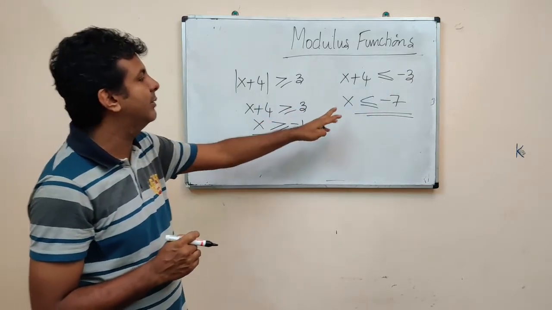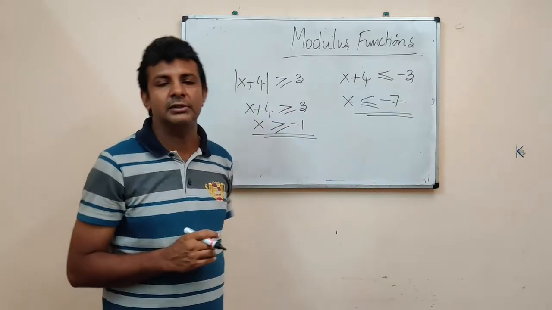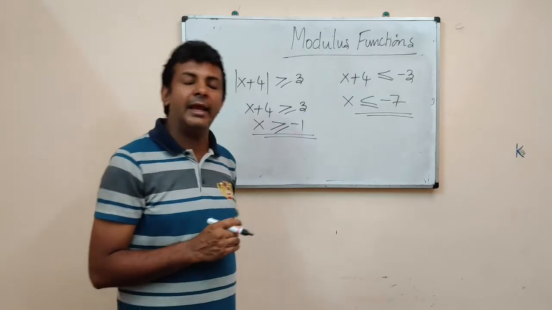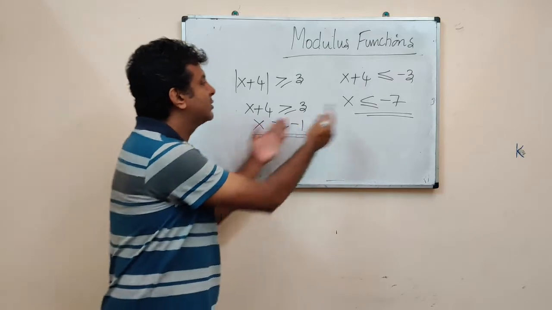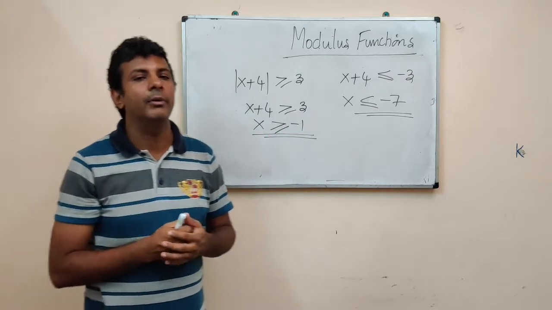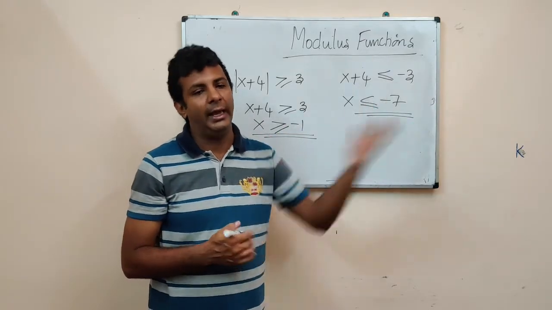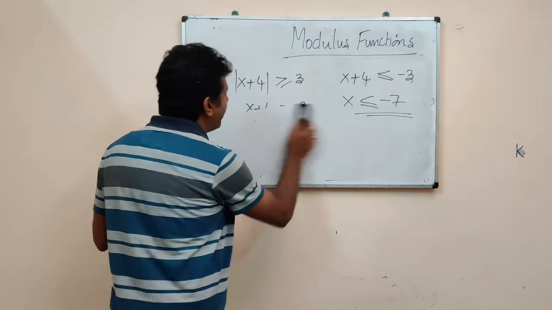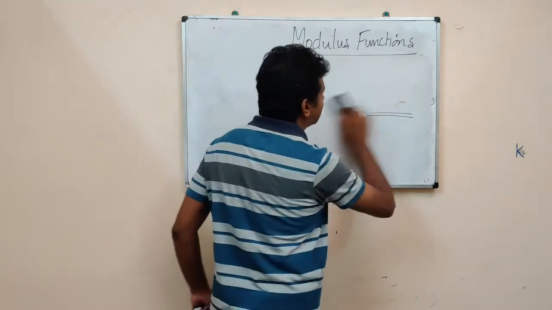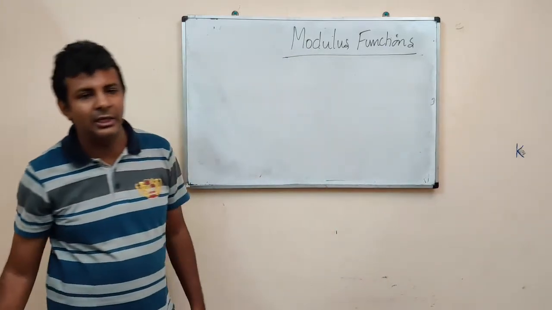Okay, so you will get the value x plus 4 less than or equal to minus 3 and x less than or equal to minus 7. And these two will essentially contribute to the domain of x. Okay, good. Now, let us solve one more question of this kind so that we understand this a little more clearly.